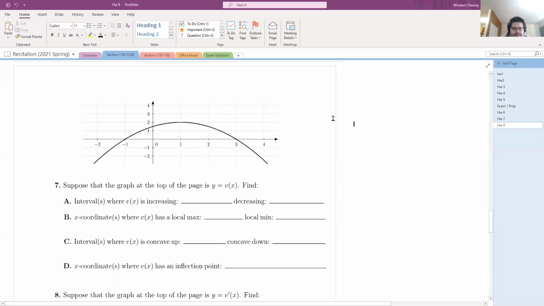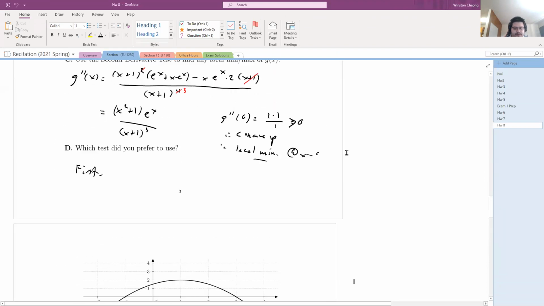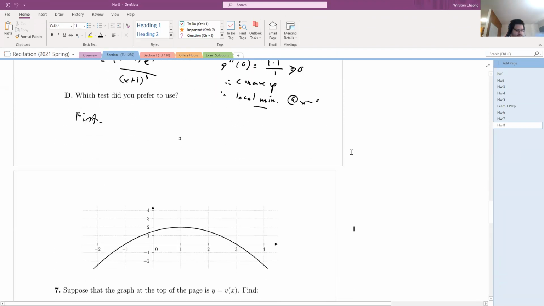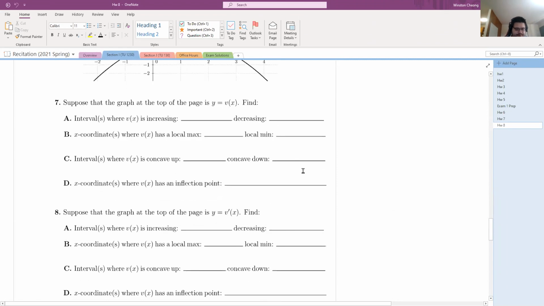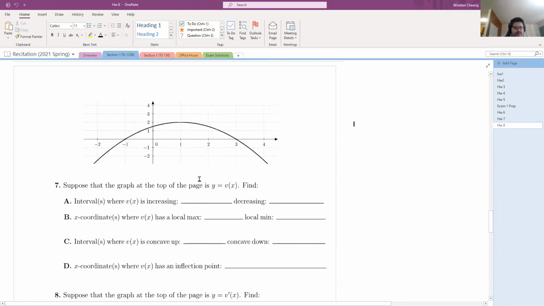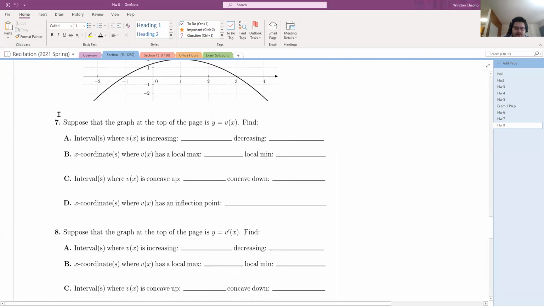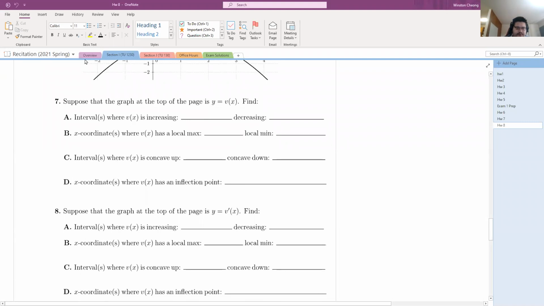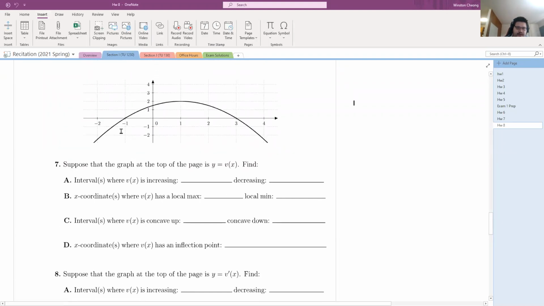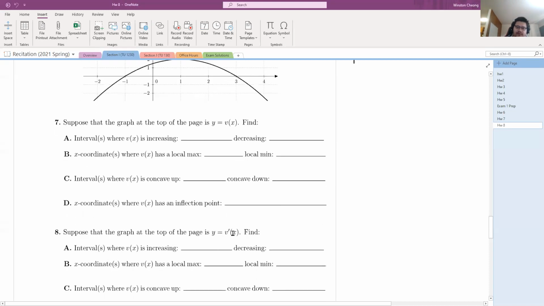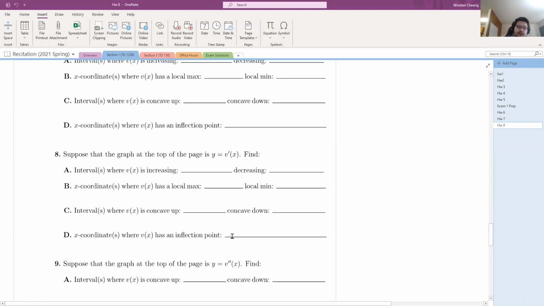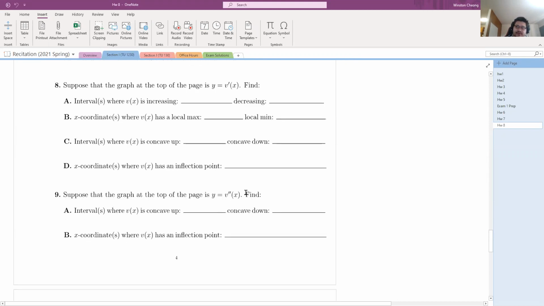Okay, then let's continue where we left off. So 7, 8, and 9, which are on this page, they all involve this graph. The important thing about this problem is that for each of these individual problems, we have a slight difference in how we're interpreting this graph. For 7, we consider this as the graph of just a function v. For 8, we consider it as the first derivative. And for 9, we consider it as the second derivative.